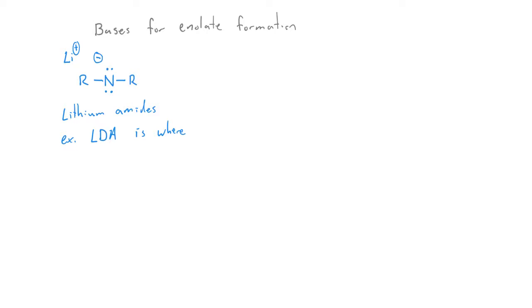The simplest is where the R groups are just hydrogen atoms, and that would be lithium NH2, lithium amide. That can be made from ammonia by deprotonating it with a very strong base. And that's used occasionally with these reactions, but probably a lot more common is the molecule lithium diisopropyl amide, or LDA. And in LDA, the R groups are isopropyl. That's why it's called lithium diisopropyl amide.